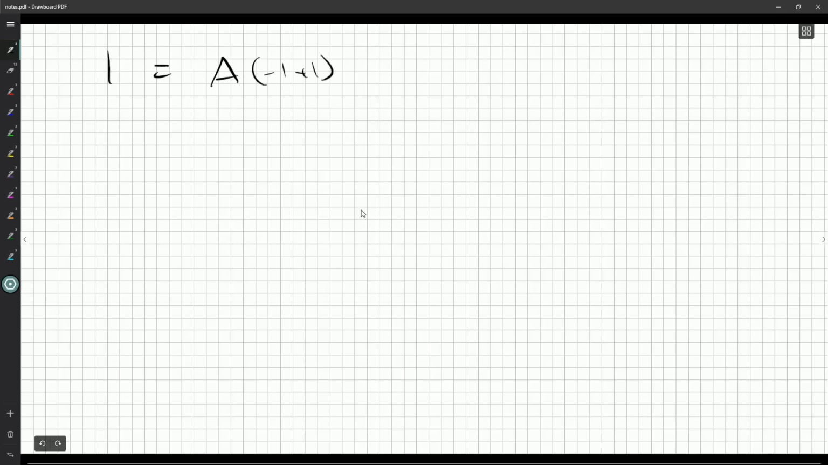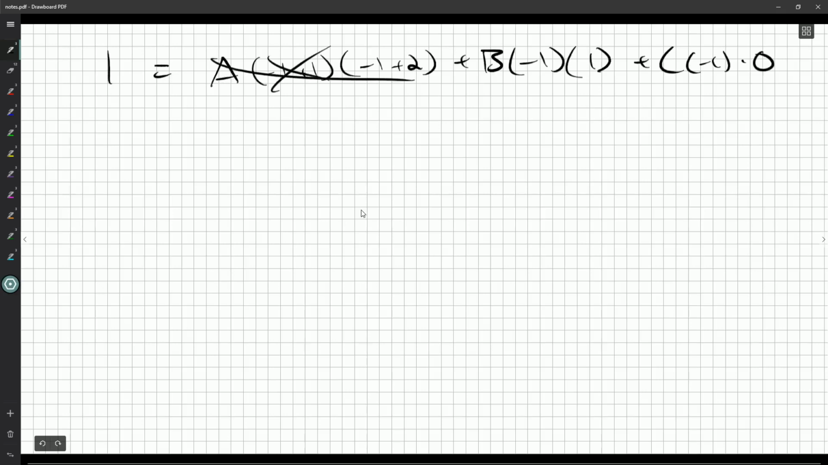Okay? So, we know what a is, but we don't really need it. Negative 1 plus 1, negative 1 plus 2. B times negative 1, what's negative 1 plus 2? It's 1. And then C times negative 1. And then we get zeros here. So these go away, and so 1 is going to be negative B. So B is negative 1.